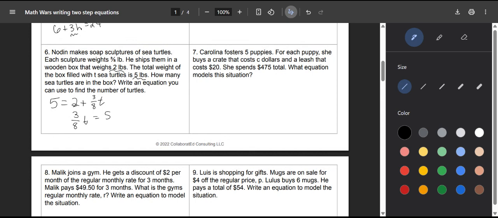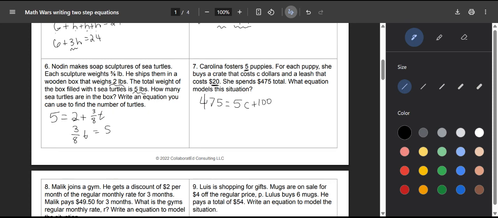All right, number 7. This is a you try. Carolina fosters 5 puppies. For each puppy, she buys a crate that costs $C and a leash that costs $20. She spends $475 total. What equation models this situation? So I'm going to have you pause the video, give you about 3 minutes with your table partners, and when you come back, unpause the video, check to see how you did.